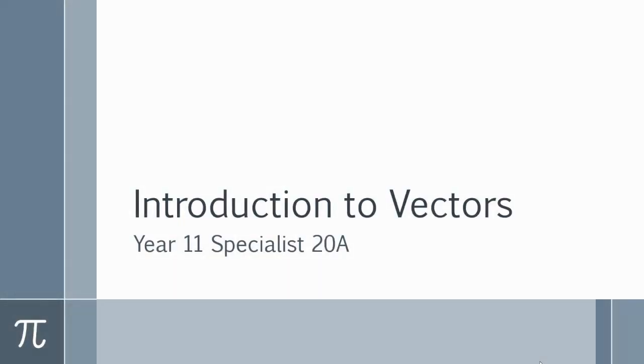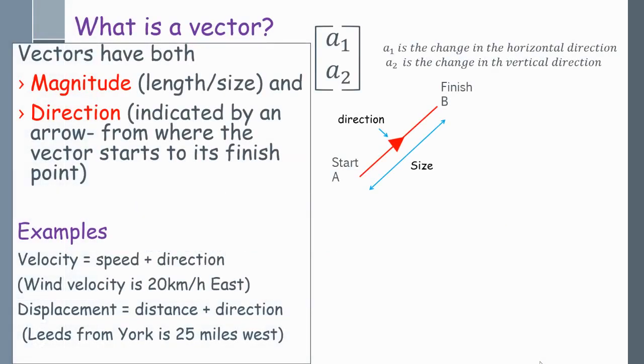Let's begin our new topic of vectors, chapter 20 of the textbook. First, we have to ask, well, what is a vector if we're going to study them? So you can imagine a vector is similar to a line. It has magnitude or length, but it also has direction, indicated by an arrow, from where the vector starts to its finish point. It's basically the most direct way of getting from one point to another point.